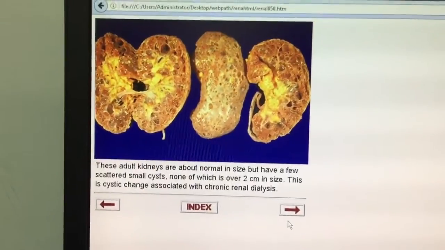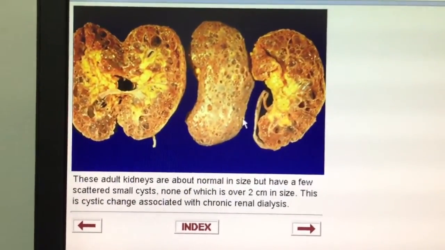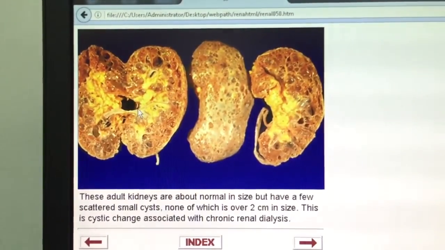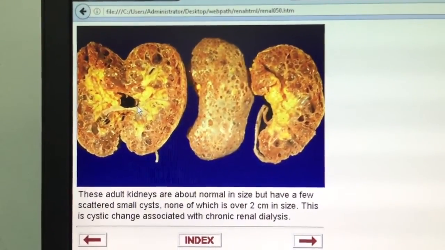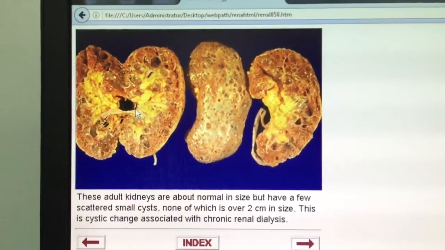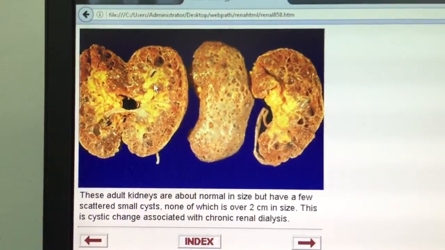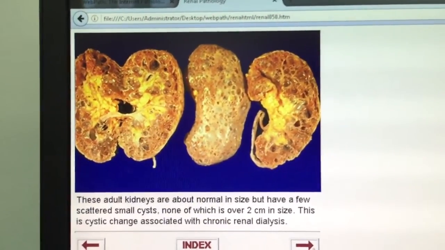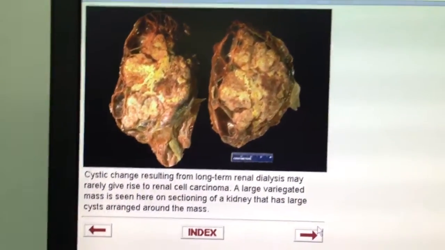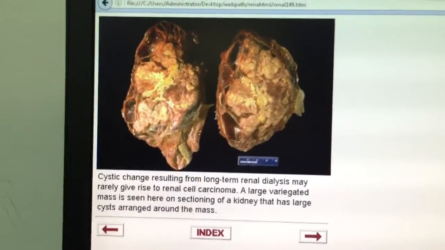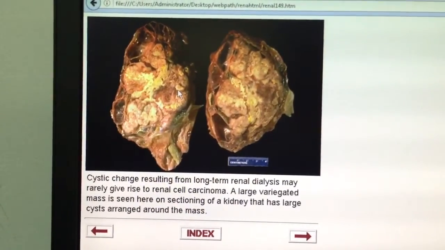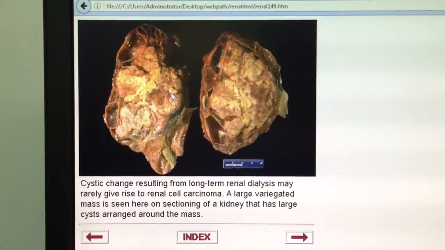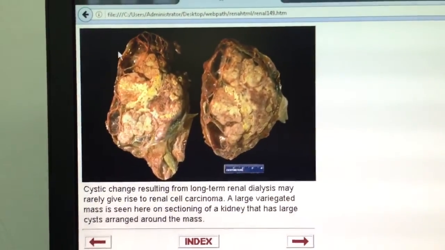As I said, we have another example of a cyst formation. As you can see here, it's associated with renal dialysis. So if the patient has renal failure and long duration use of dialysis, it will form cysts associated with long duration dialysis. Here is another example of cystic changes seen also in dialysis, but it also, as mentioned here, gives renal cell carcinoma. So here we have these at the periphery.